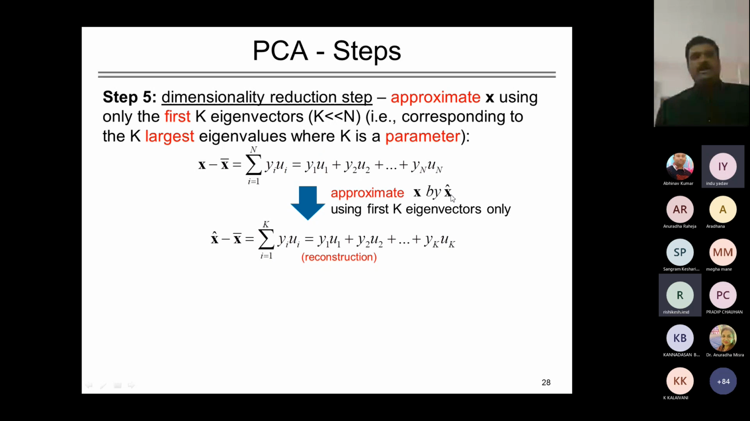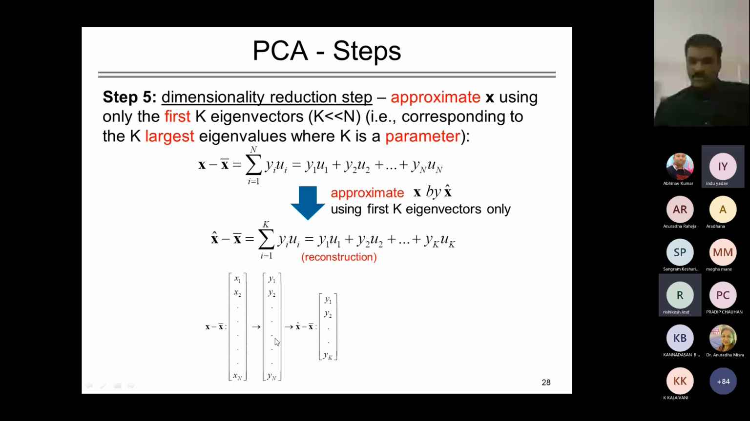Approximate x by x hat using the first k eigenvectors only. That means x hat minus x bar will be equal to the sum over i going from 1 to k of yi ui, that is, y1 u1, y2 u2, and yk uk. So it will be like this. If k is equal to n, then x hat equals x. That is zero reconstruction error.